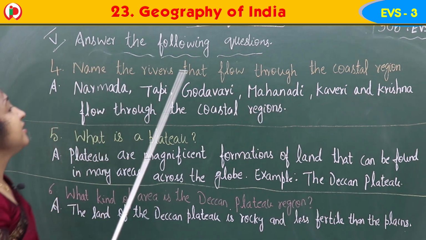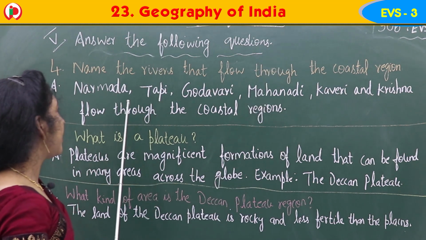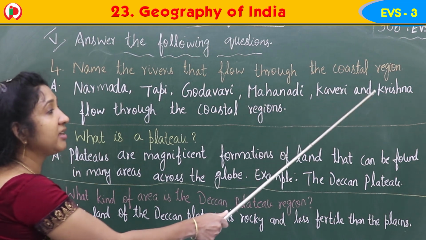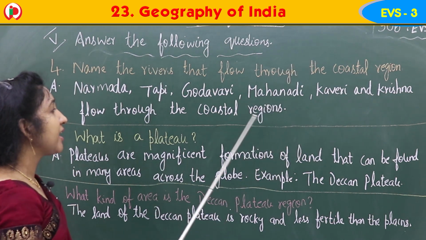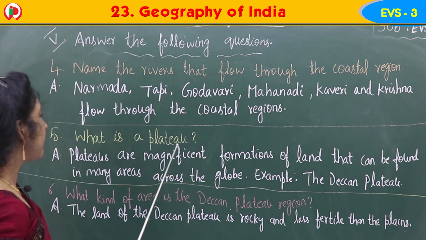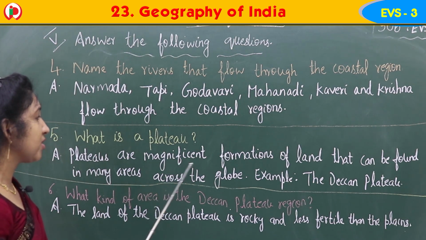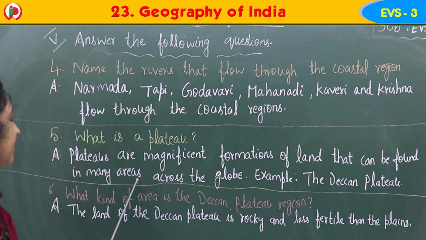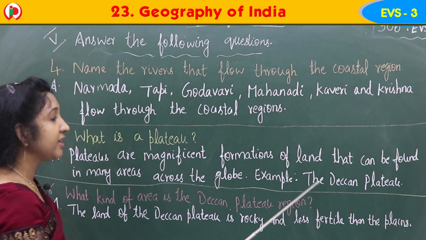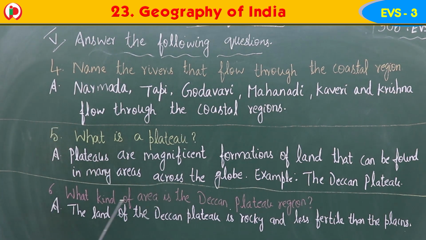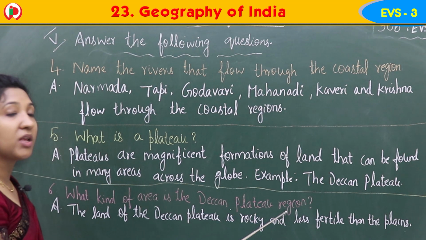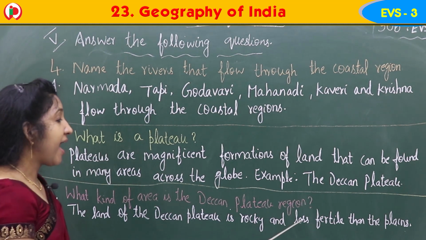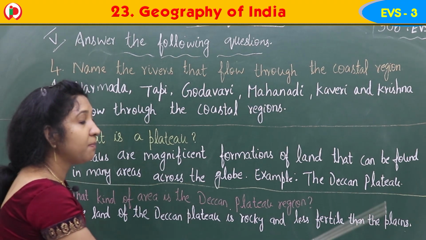So, name the rivers that flow through the coastal region. Narmada, Tapi, Godavari, Mahanadi, Kaveri and Krishna flow through the coastal regions. Next, what is a plateau? Plateaus are magnificent formations of land that can be found in many areas across the globe. Example, the Deccan Plateau. Sixth one, what kind of area is the Deccan Plateau region? The land of the Deccan Plateau is rocky and less fertile than the plains.